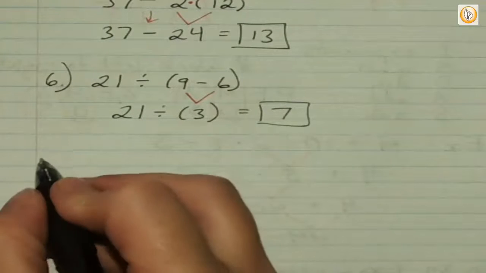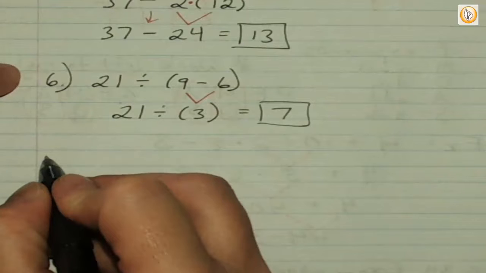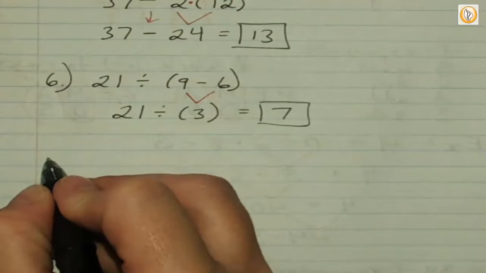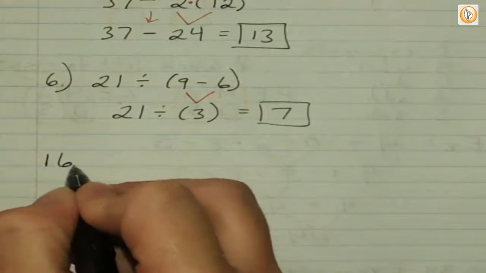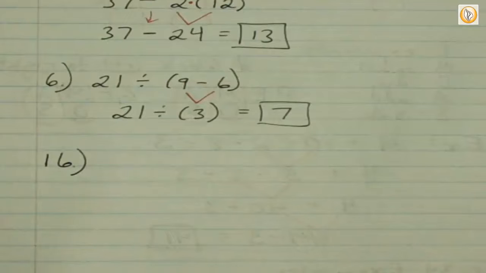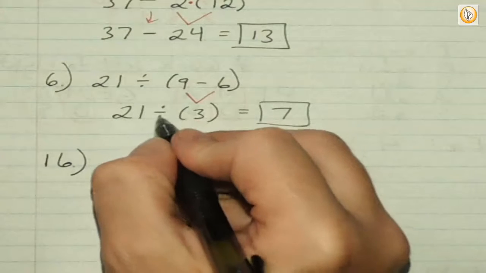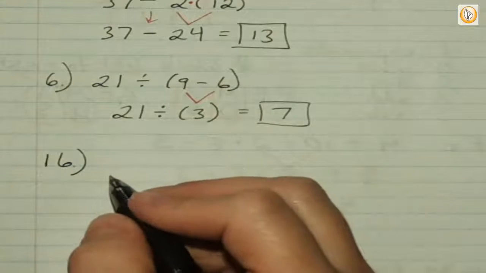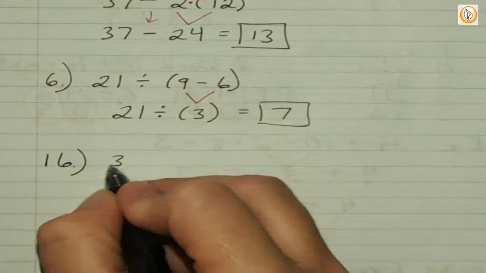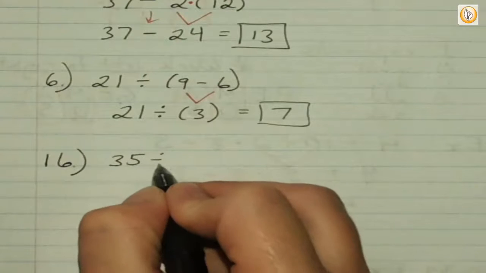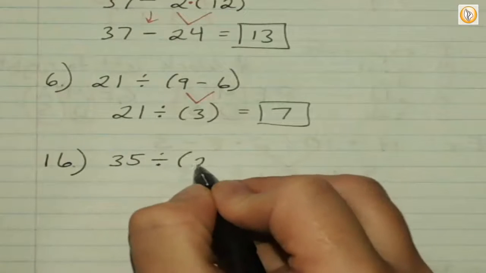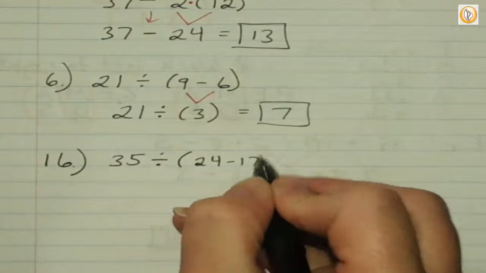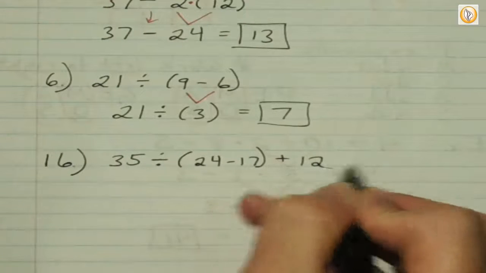Okay, now let's get scary. Any questions about number 6? No, ma'am. What question do you have? Never mind. If you have a question, speak up. Okay. 16. I have 35 divided by 24 minus 17 plus 12.